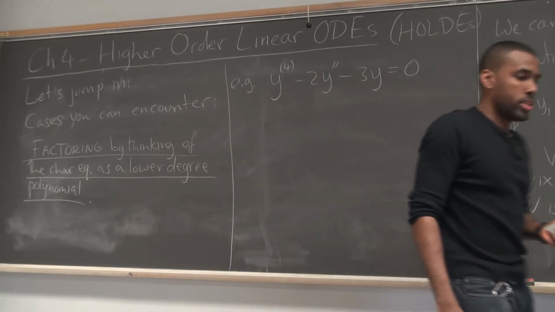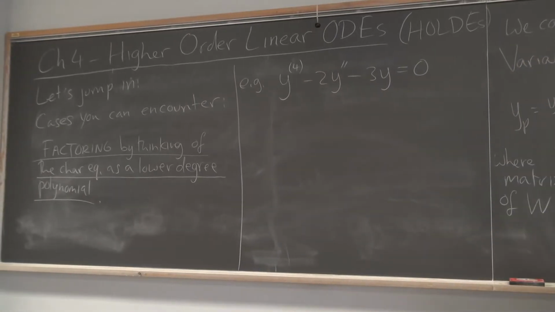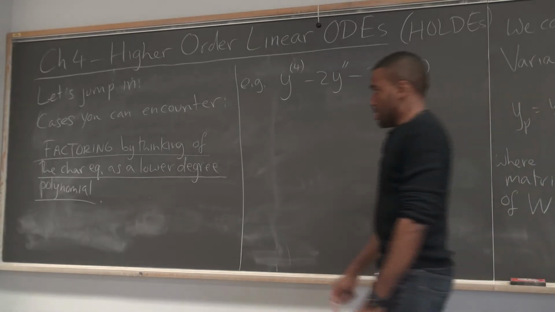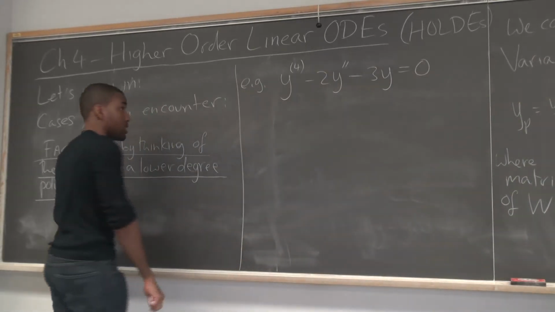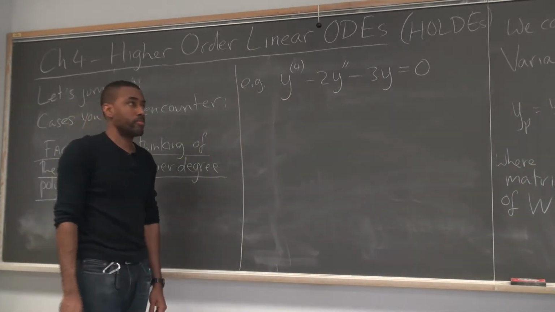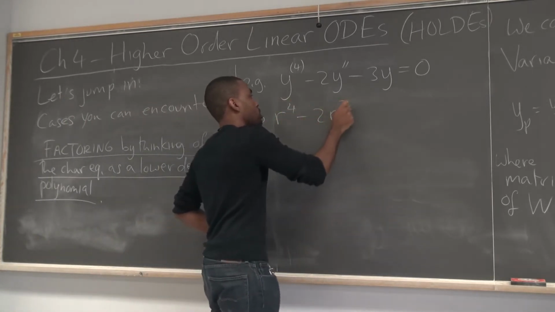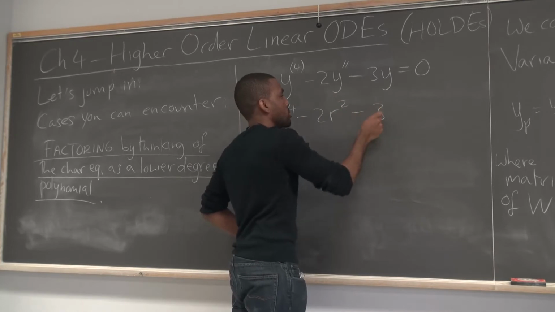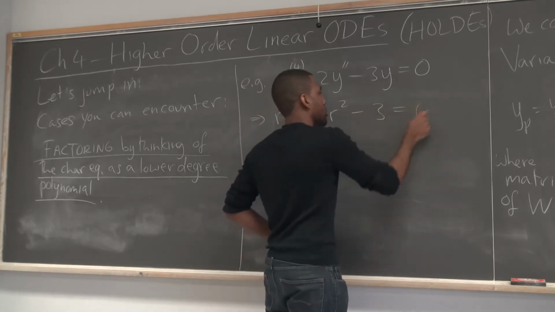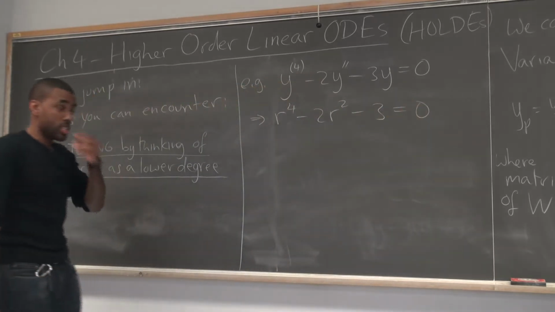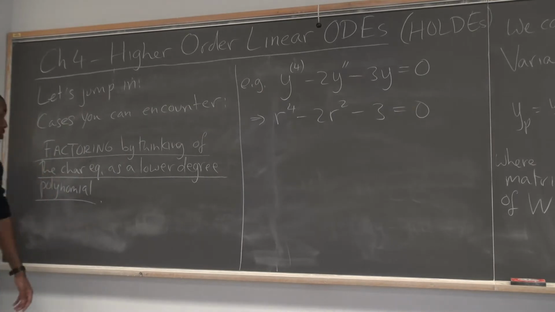Let's say I needed to find the general solution to this equation. What is the characteristic equation for this? r to the fourth minus 2r squared minus 3 equals 0, right? So now this is a fourth degree polynomial. The trick is we want to factor this, hopefully, so we can solve it.